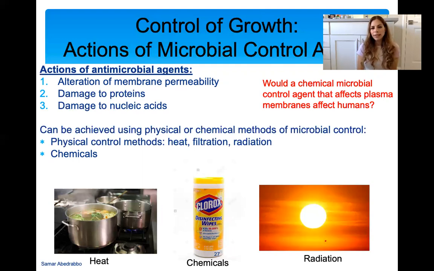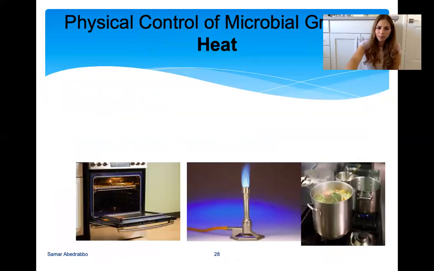Now, I always ask students that if you create a microbial control agent and it affects plasma membranes, would it affect humans? And I want you to think, do humans have a plasma membrane? And the answer is yes. So you always want to make sure that when you're doing something, it's harming the microbe and not the human. So it's an important consideration.